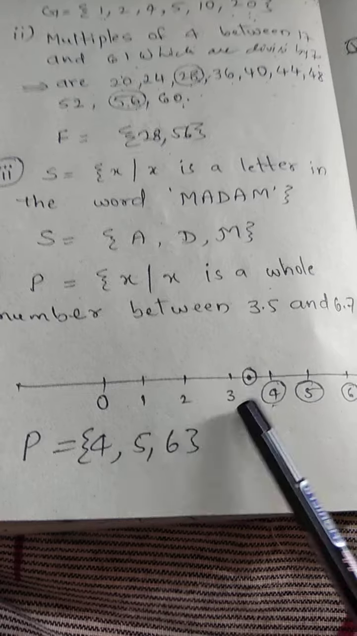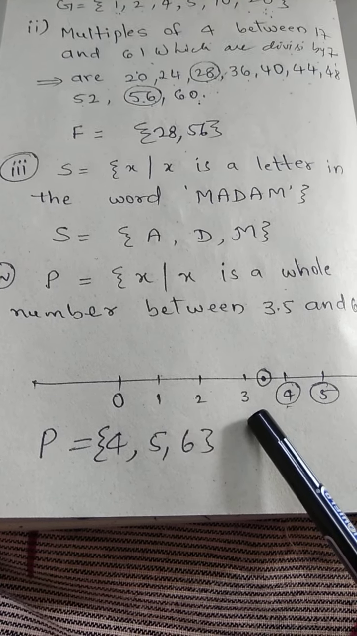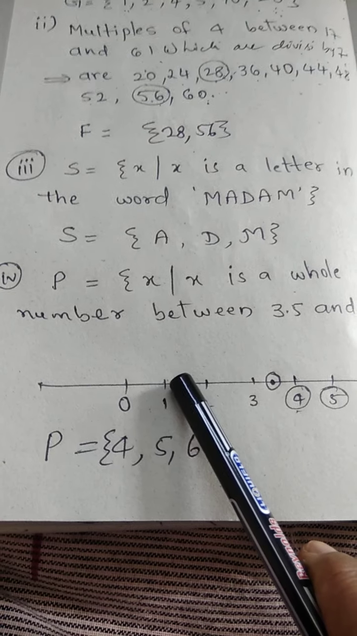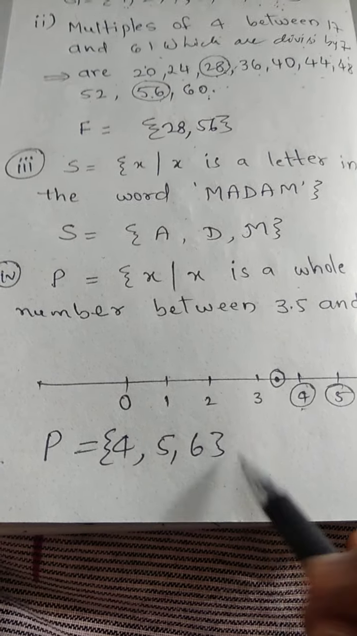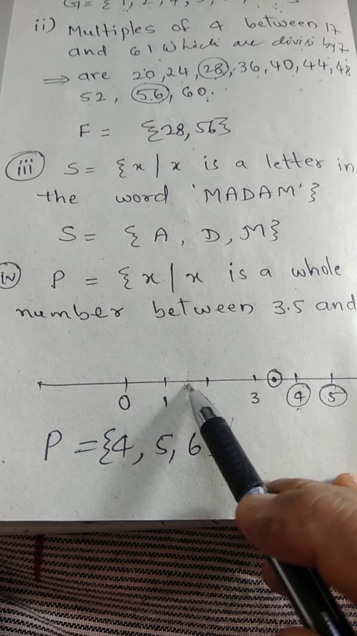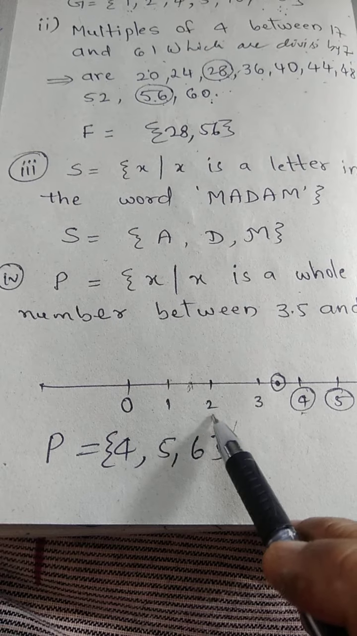You can make your own question based on this. What will be the whole numbers between 1.5 and 3.5? Tell me. 1.5 is here, right? And 3.5 is here. What are the whole numbers between that? 2 and 3.